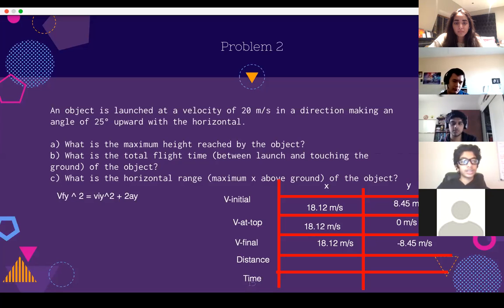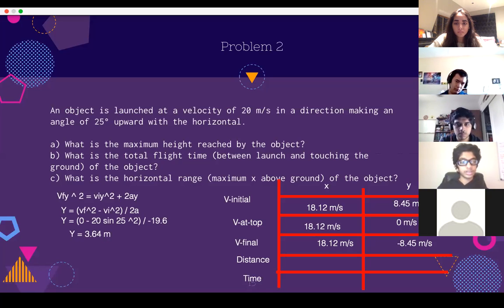We know that the final velocity, which in this case is the velocity at the top, is 0 meters per second. The initial velocity is 8.45 meters per second, and the acceleration is minus 9.8 meters per second squared. And so you can just plug in the numbers and you can get 3.64 meters. That's what I got, and I think that's also what the answer is. Now we can also fill out the data table in the y direction. The height is positive 3.64, sorry. So the highest point will be 3.64 meters above the lowest one.